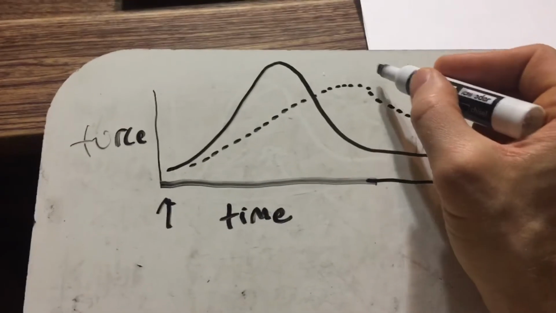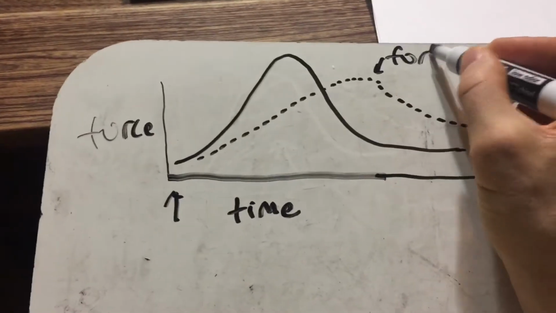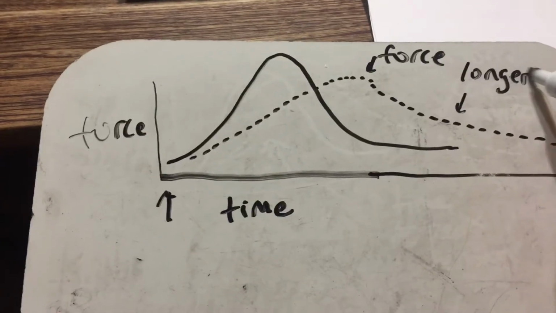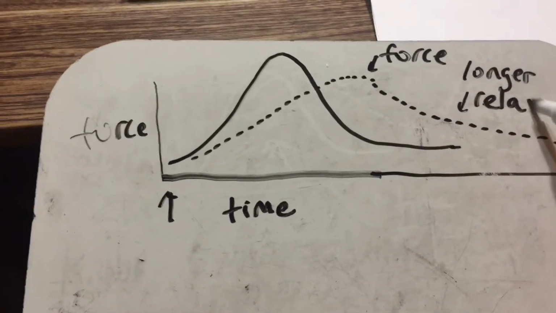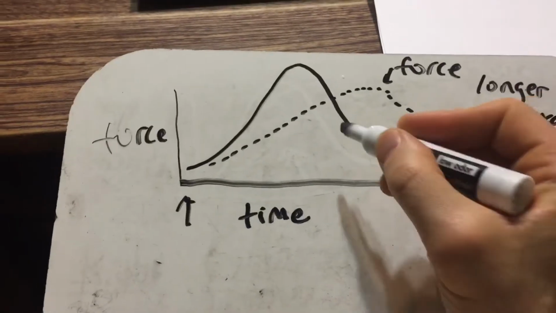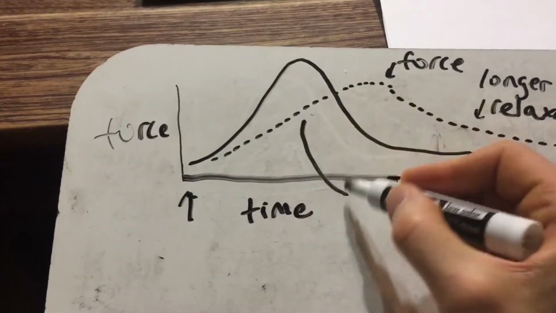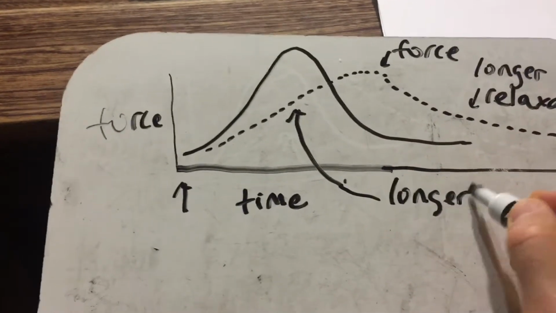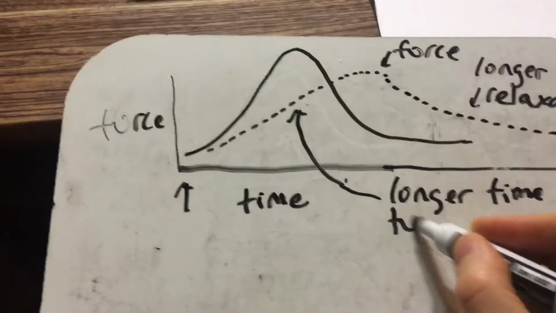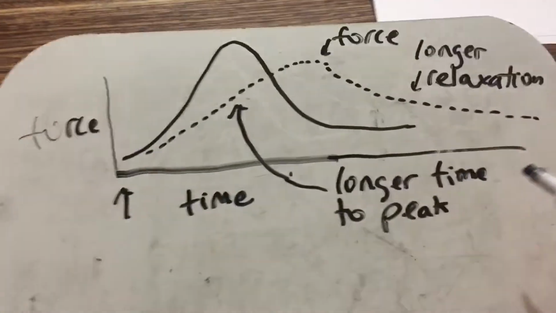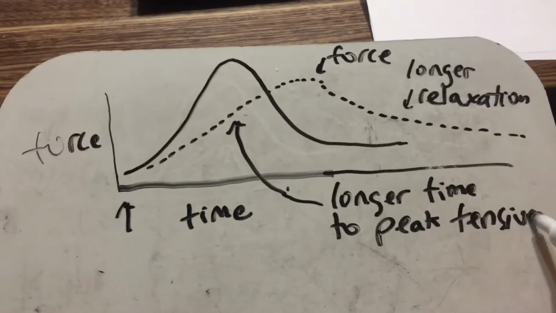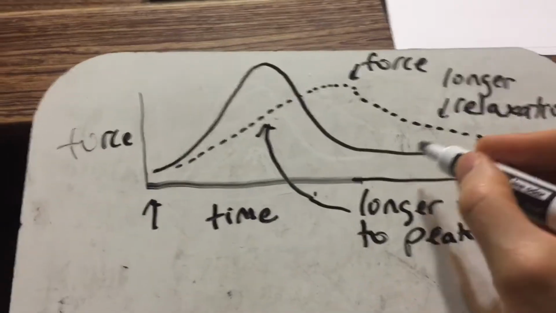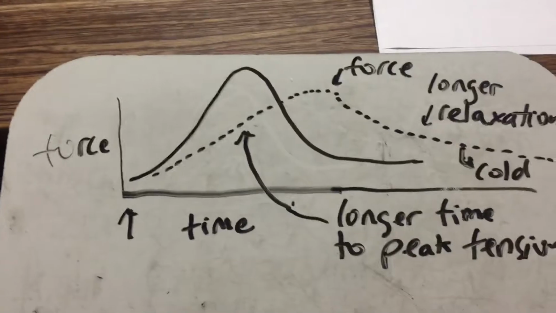So to summarize here, you have a lower force output in response to that electrical stimulation. You have a longer relaxation time. And you have a longer time to peak tension. Again, the dotted line represents the cold condition, and the solid line would represent our normal temperature condition.